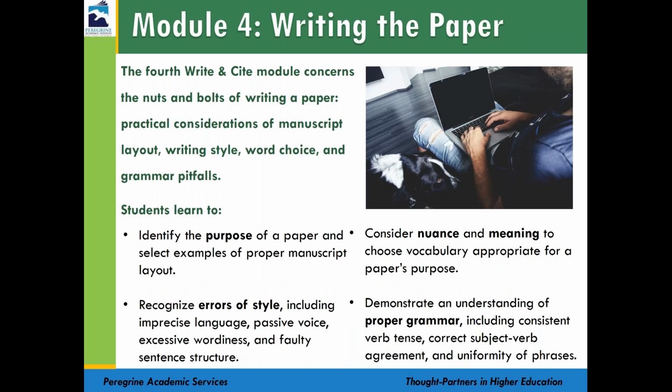So the fourth module, once we've defined what academic writing is, talked about the different assignments and their requirements, and talked about how to research them, is really the nuts and bolts of writing the paper. This module relies a lot on some traditional style guides. The Strunk and White Elements of Style is referred to for word choice, nuance, and effective writing.